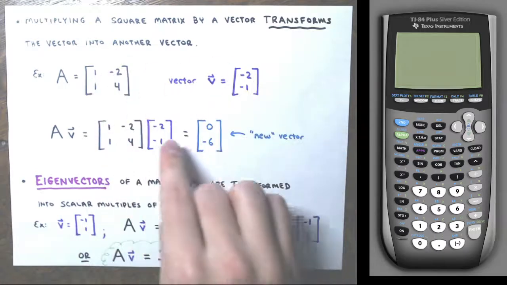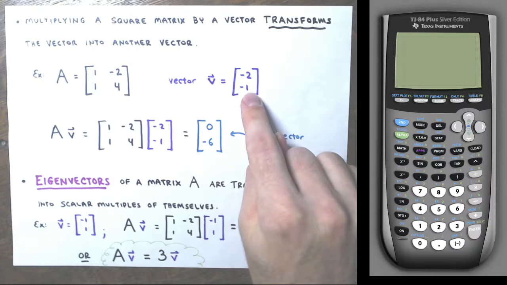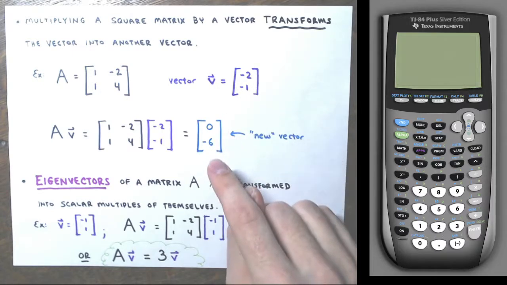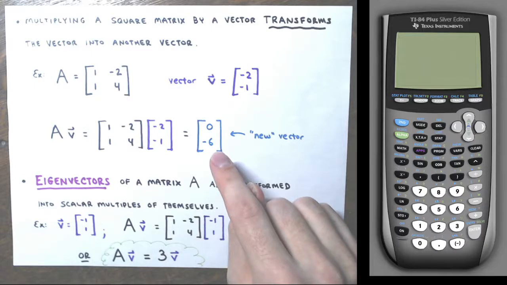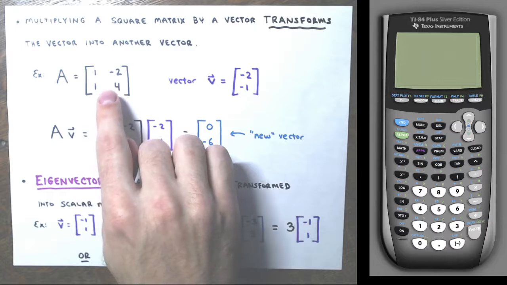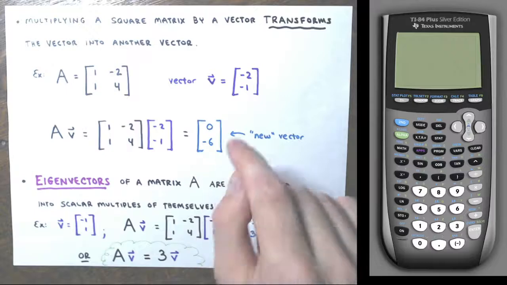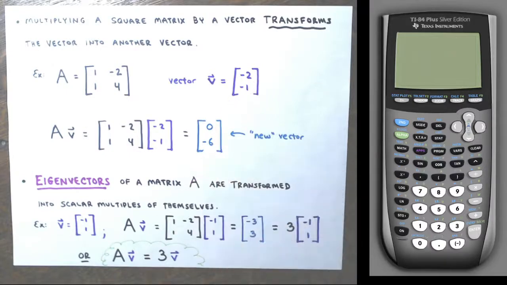Now, in this example I've just shown here, my vector -2, -1 was transformed into the vector 0, -6 by this matrix. Or you could say, under the transformation defined by this matrix. Same meaning. These two vectors, though, do not point in the same direction. The reason I'm going to be working strictly with R2 and R3 in this video is so I can actually show you some pictures of vectors.